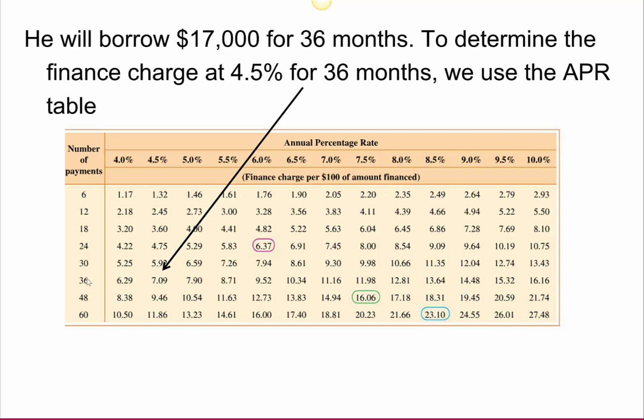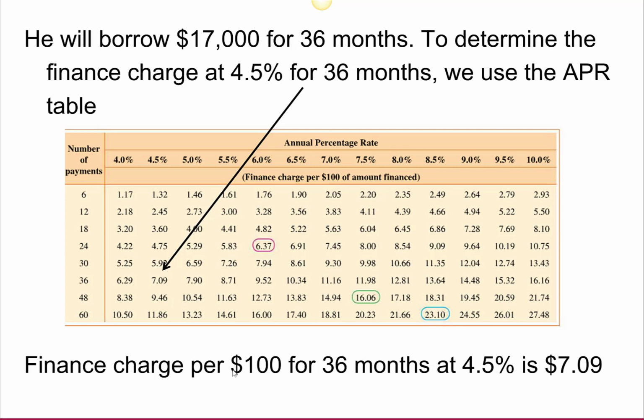So if we look on the row for 36 months, and the interest rate is 4.5%, so that's $7.09 per $1,000 financed.